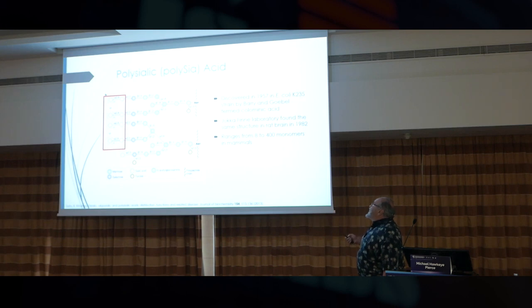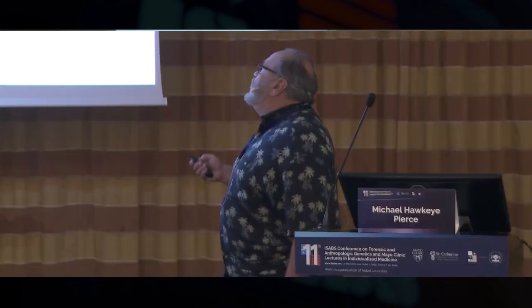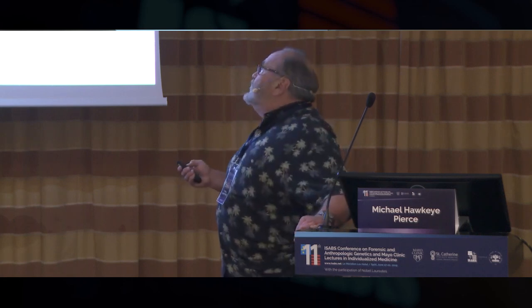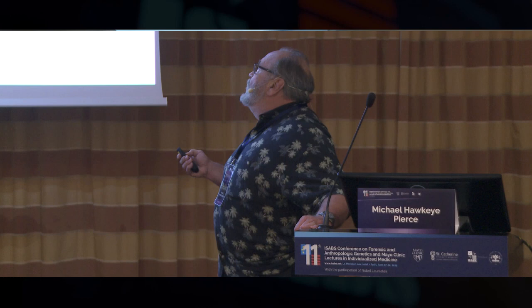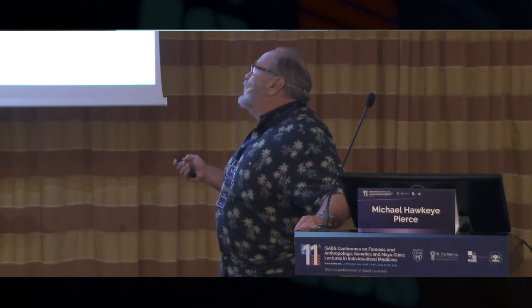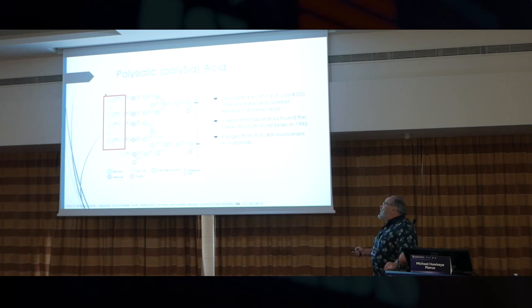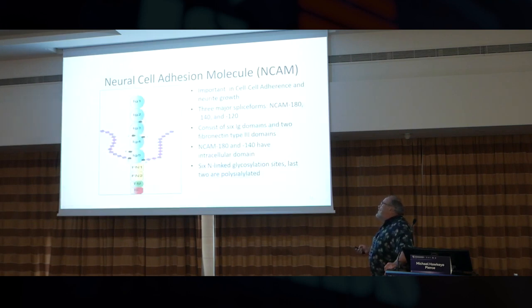The polysialic acid was really discovered in bacteria, named colominic acid, and Finne found it in rat brain in '82, and many researchers have studied this, and it can range from 8 to up to 400 monomers in mammals. So it's a very, very interesting structure. Its expression is really correlated well with cells that are going to become migratory, as a matter of fact.